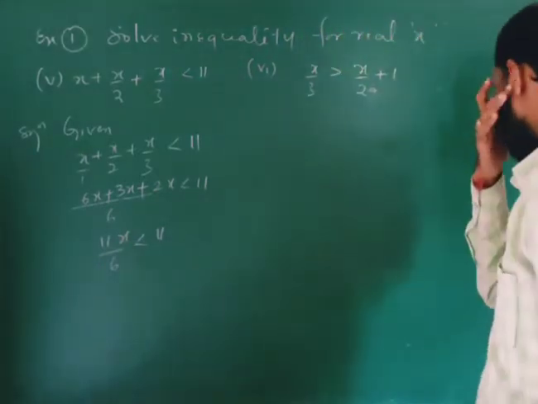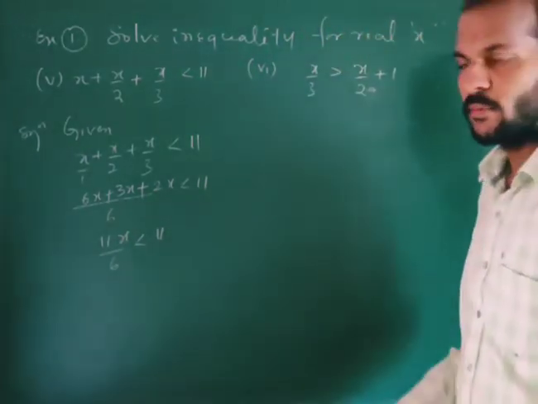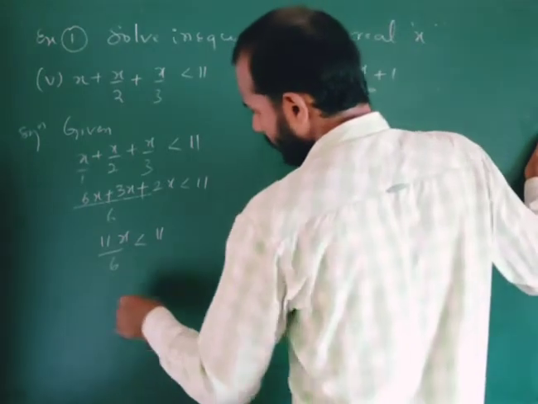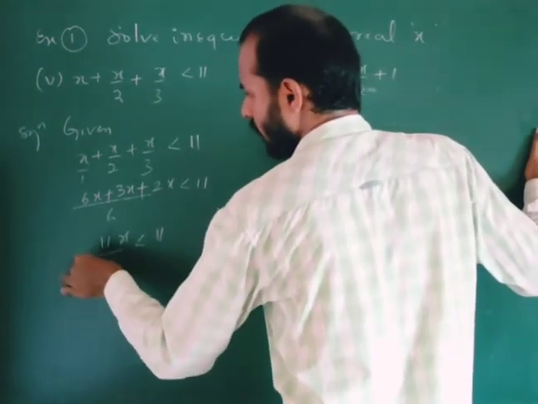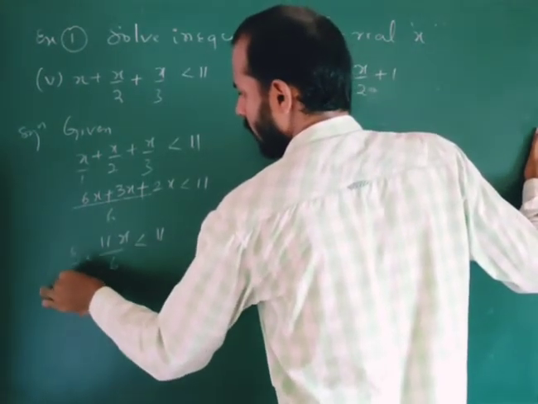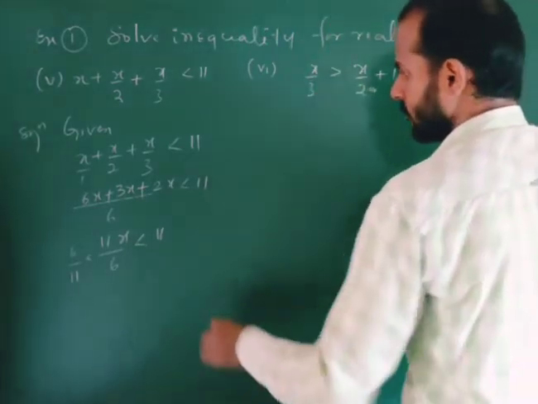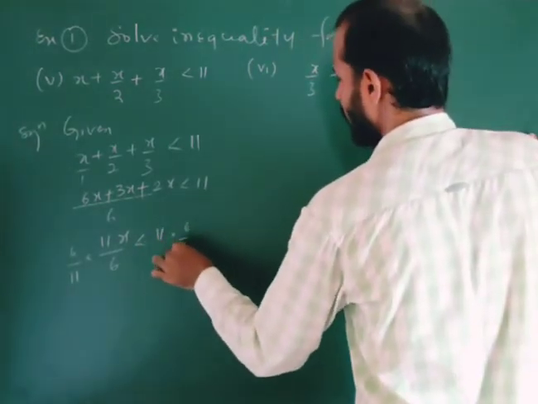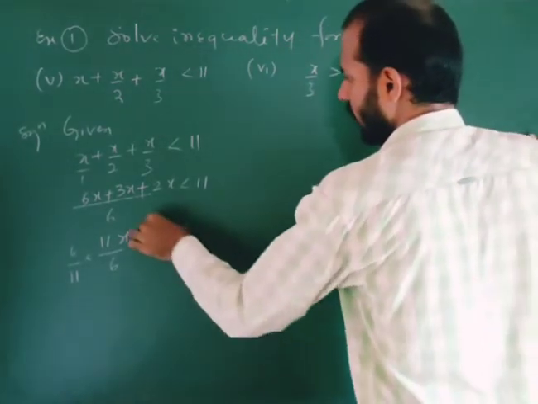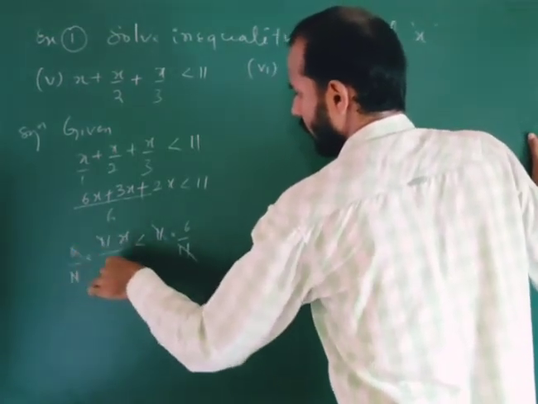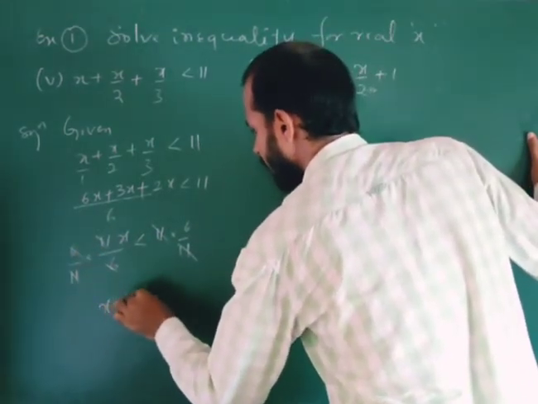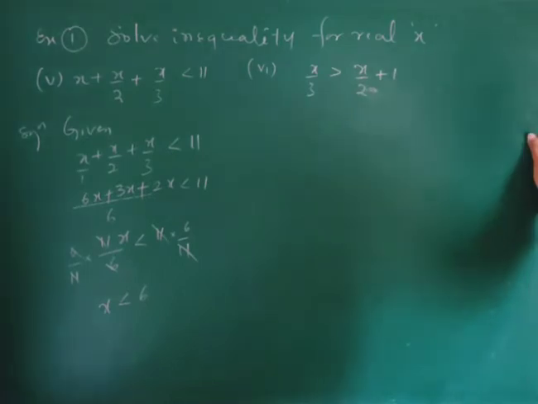Here, dividing by the coefficient of x, what do we get? Dividing by 11 by 6 means multiplying by 6 by 11 on both sides. Here 11 and 11 get cancelled, and we get x is less than 6. The value of x is less than 6.